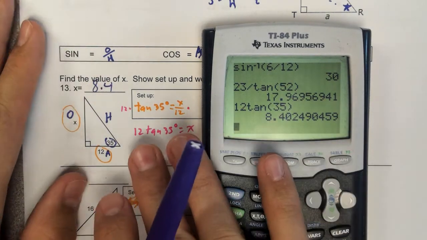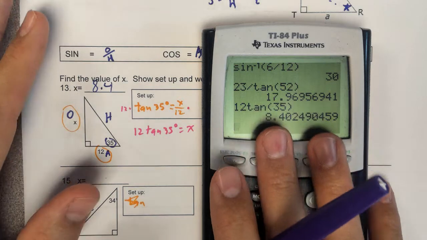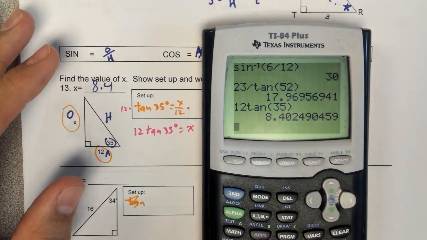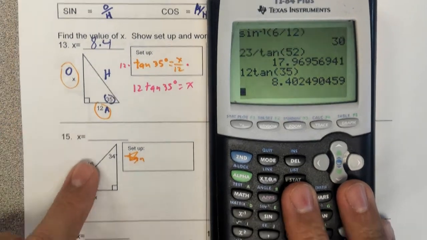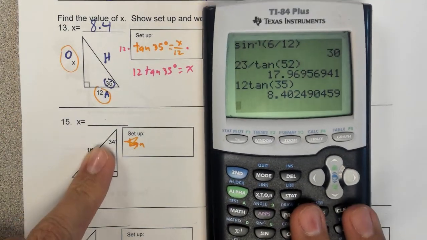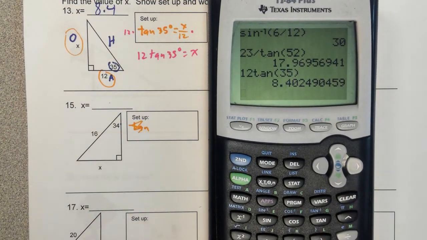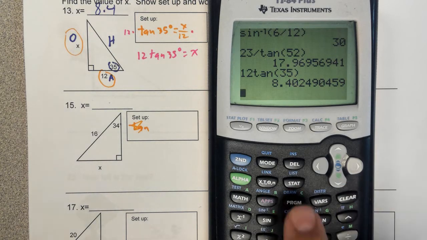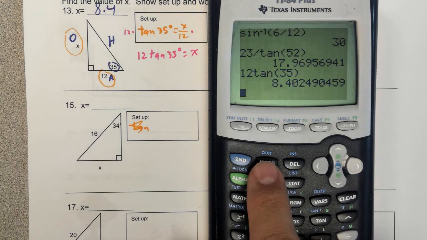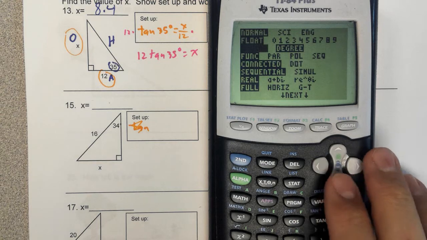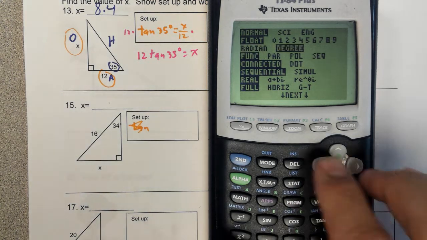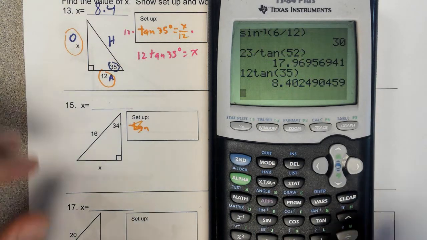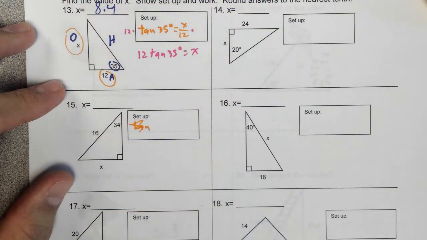Remember, we're doing this in degrees, so we need to make sure we set the mode of the calculator to degrees. If we left it in radians, it probably wouldn't work. So to set it to degrees, we're going to press the mode button on top of the calculator, go down, and we have radians and degrees, and we make sure they're in degrees.